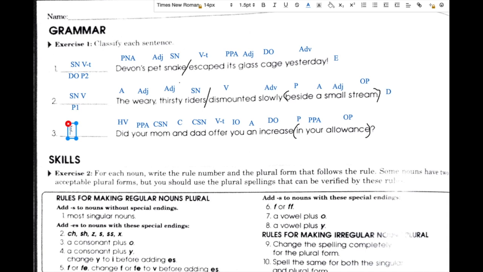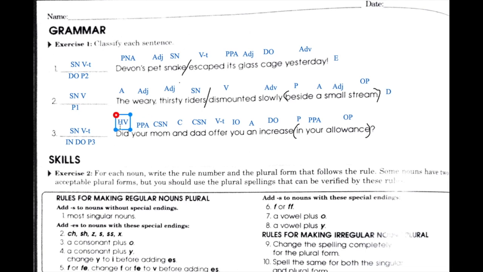The sentence has a direct object and an indirect object, so it's subject noun, verb transitive, indirect object, direct object, pattern 3. The sentence is in inverted order because it's a question. So we have part of the predicate at the beginning.